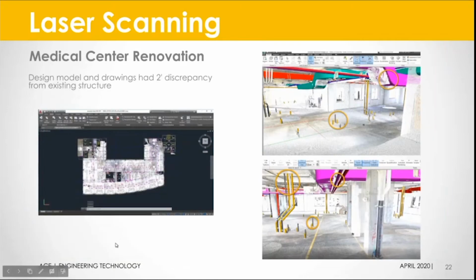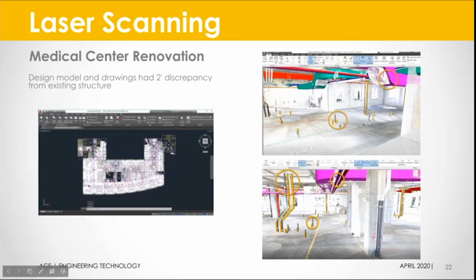So when we did this project, we noticed when we went out to laser scan, because it's easier to tell the current conditions for a renovation if you scan instead of having someone run around with a measuring tape and sticks and paper trying to keep track of all the measurements and where everything is. It's obviously easier to laser scan. So what we found out was there was a 2-foot discrepancy between the existing structure and the drawings that we had. And you can see these from the little markups, the little circles. There's some pretty big changes there.